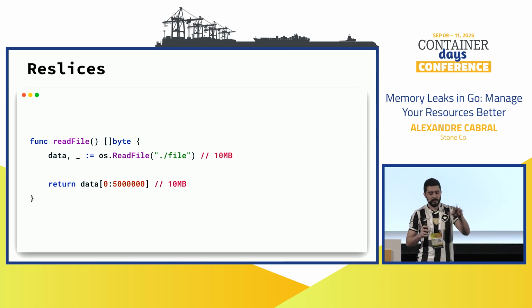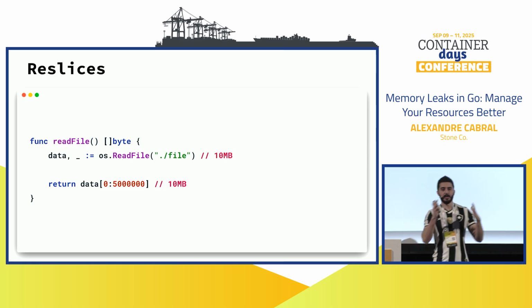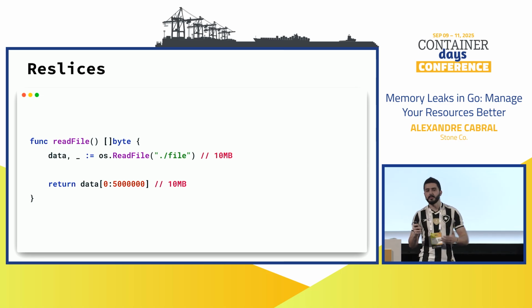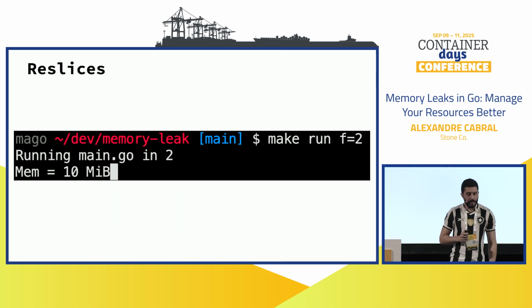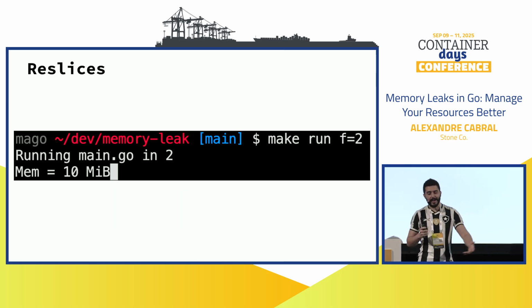But as you can see, what I'm showing you in the comments, we still have 10 megabytes. Imagine this file has 10 megabytes. The reslice still has 10 megabytes. So we are using only half of the file, but the size is the same. And this happens because of the way that slices work, because they actually point to an underlying array. So this is a kind of memory leak too, a simple one. And as you can see, when we print it, we have 10 megabytes printing on our program.